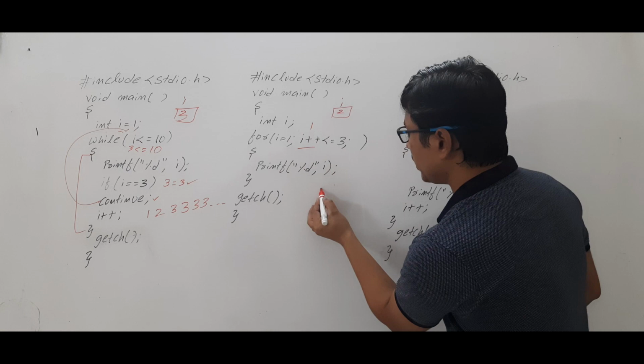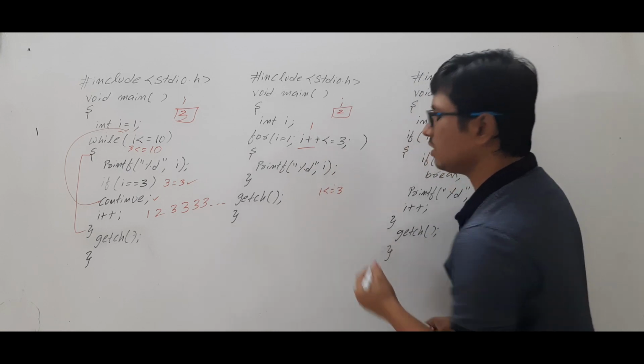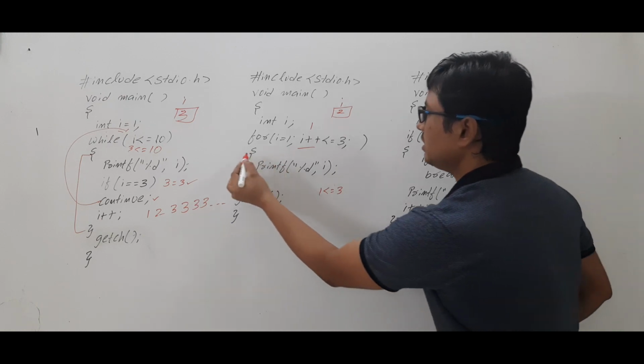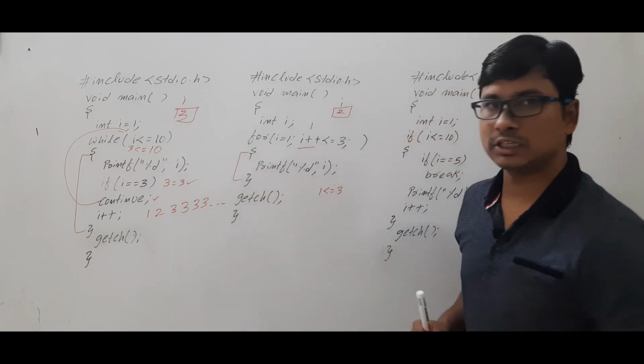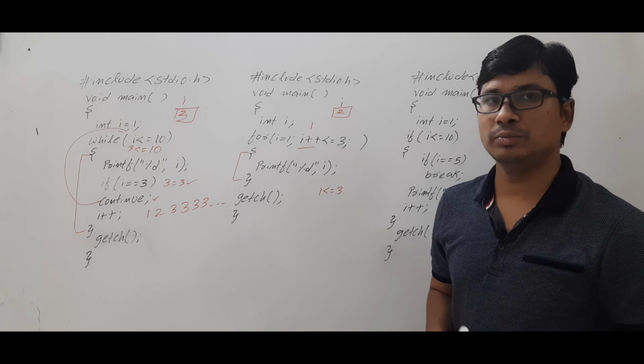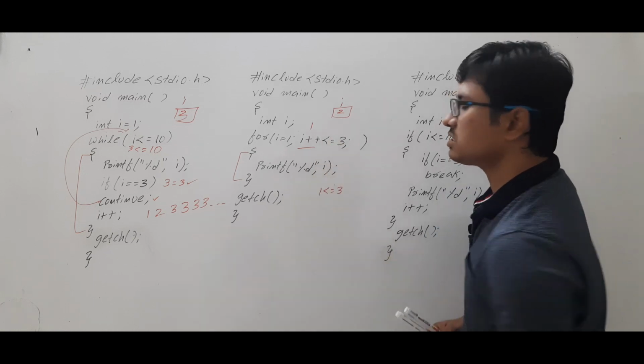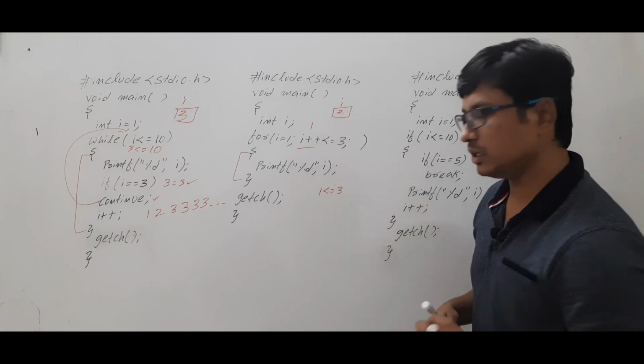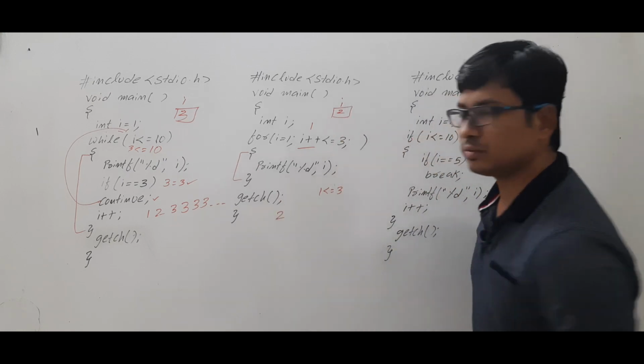Now look, 1 is less than or equal to 3 or not. Yes, 1 is less than 3. The condition is satisfied. If the condition is satisfied, what are the statements in the for loop to be executed? What is the statement which is there? printf of %d, i. What is the i value currently? 2. So 2 will be printed as an output.